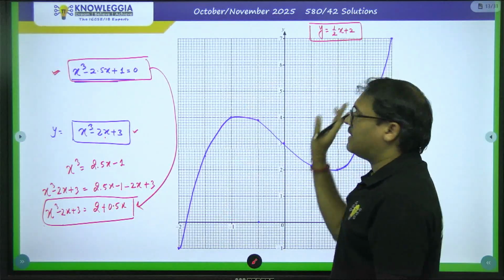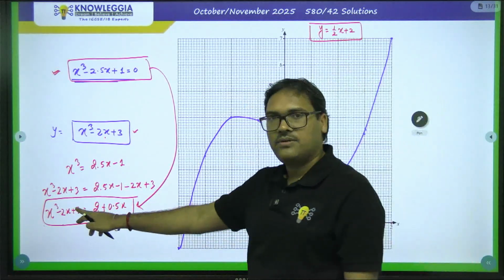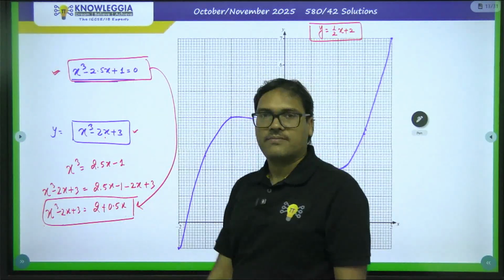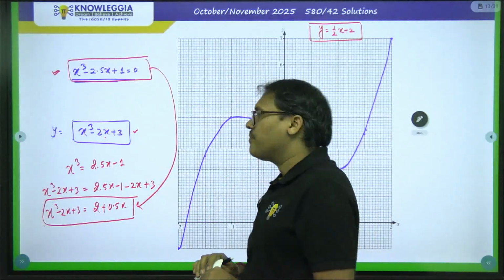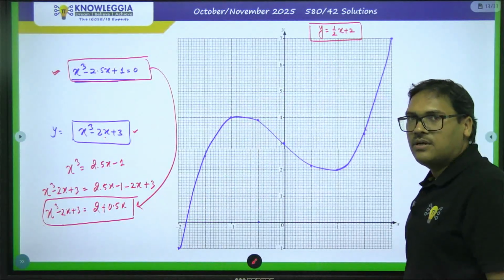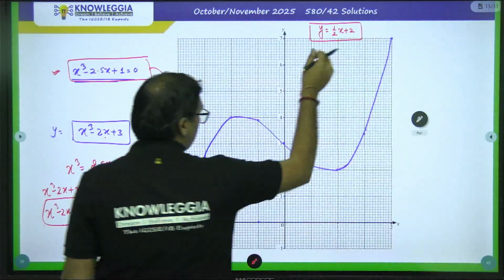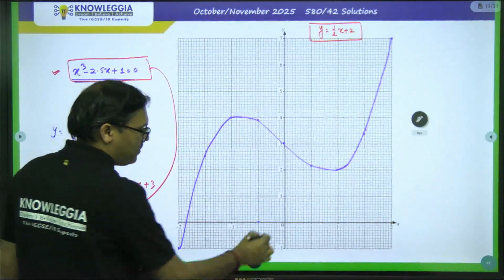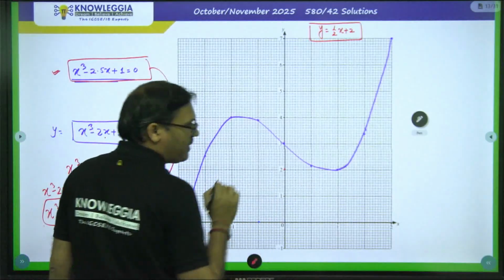And wherever they intersect, that will be the solution of this equation, which is effectively this equation. I hope this is making sense, correct? So now let's draw this line. Now you can see at x equal to 0, y is equal to 2. So at x equal to 0, y is equal to 2. This will pass through here.